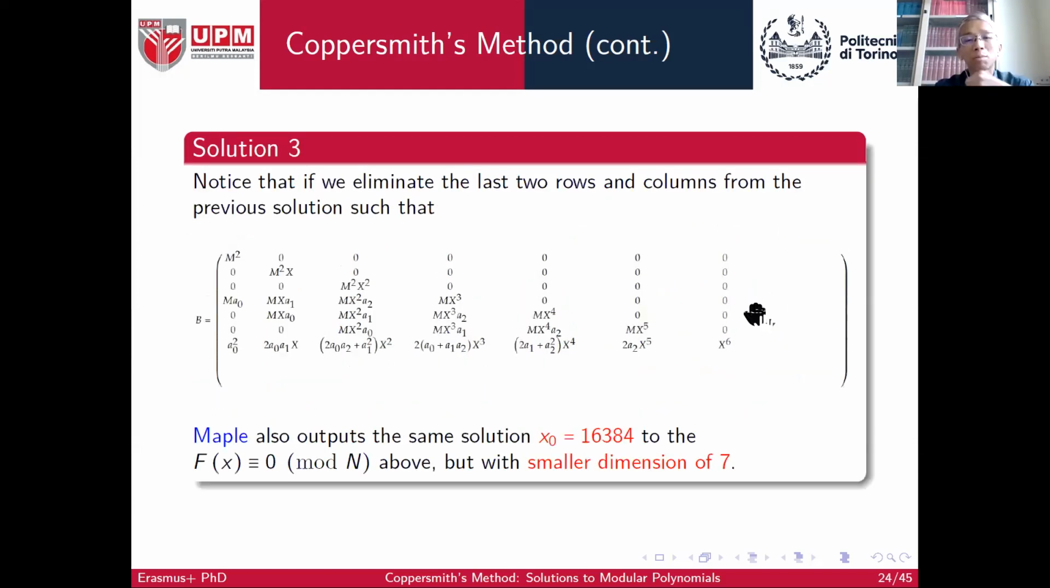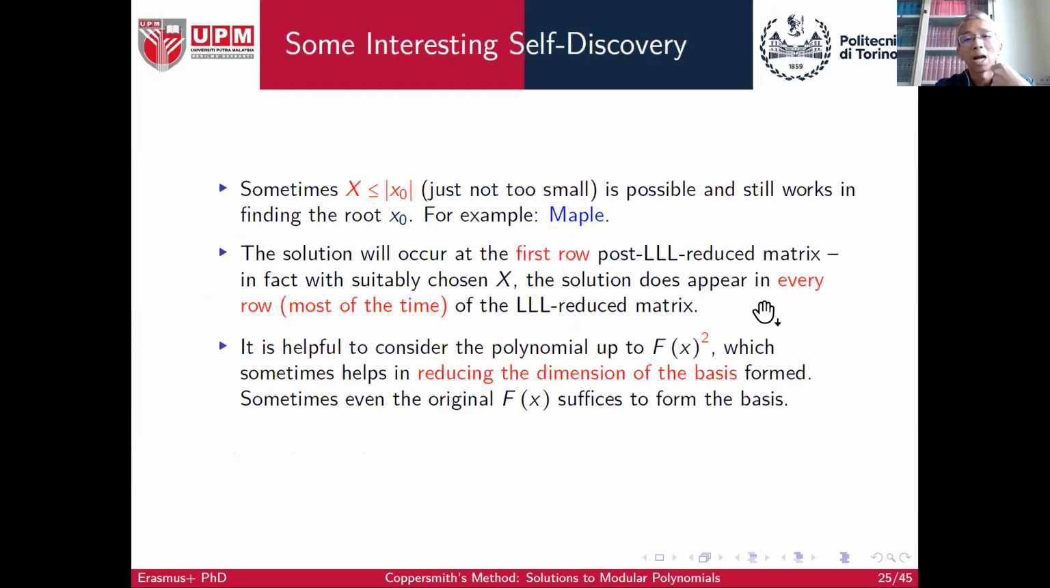I have tried to experiment with it for quite a few examples. And indeed, most of the time, if you consider the polynomial up to f squared, it suffices for you to build a good basis and output the solution, and the root will always occur in the first row. But in some special cases, which I read from many RSA papers, even the original f(x) suffices to form the basis and output the solution.